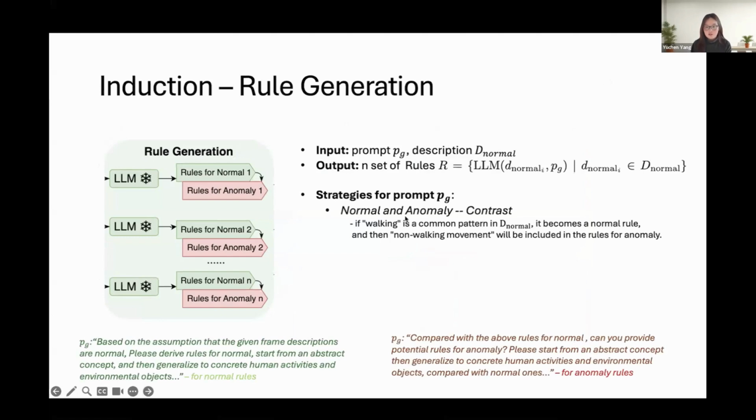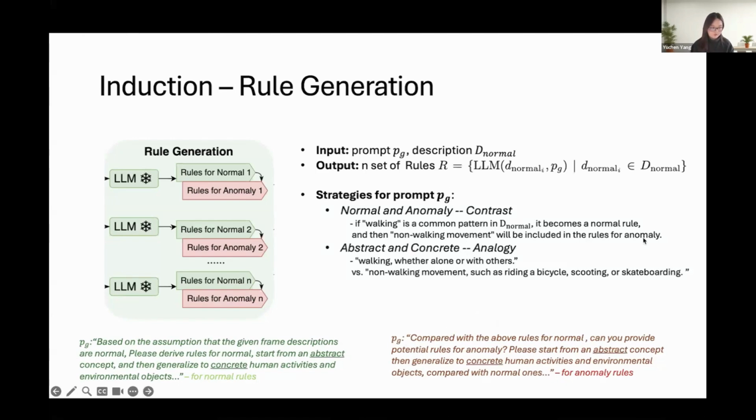So first we separate the normal and anomaly. Basically, we first let the model derive the rules for normal based on the frame description. For example, if walking is a common pattern in the description, it becomes a normal rule. And then we do a contrast, which is to compare with the normal rules and let the model derive potential rules for anomaly. Compared with walking, the non-walking movement will be included in the rules for anomaly.